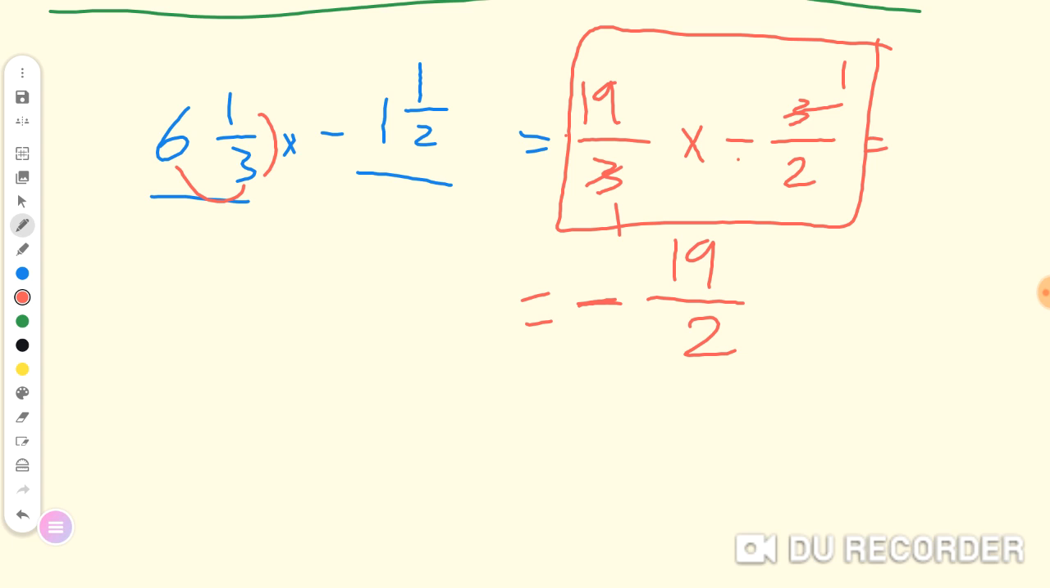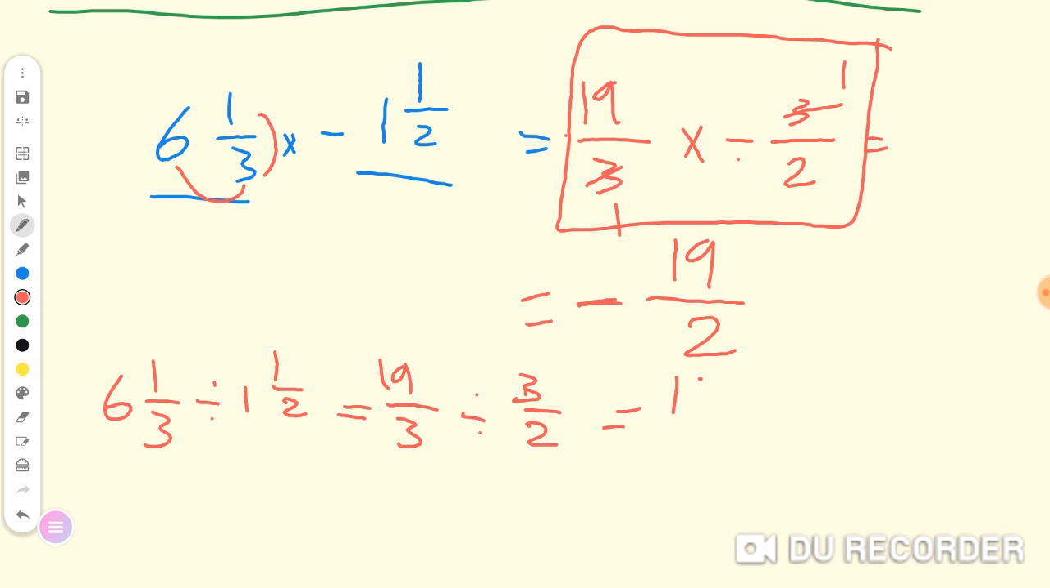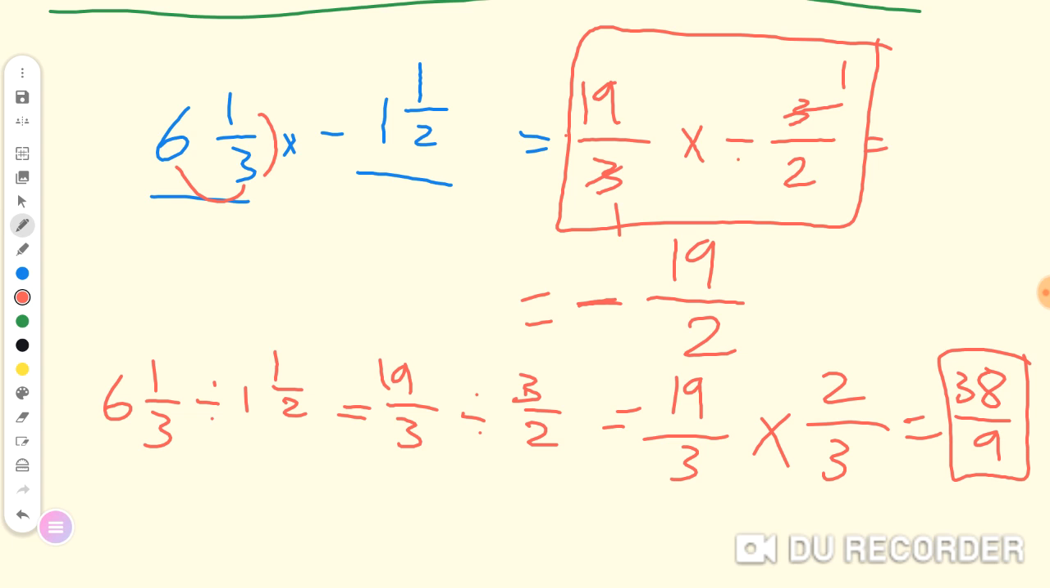Also in division, it will be like this. If I have the same example in division, 6 and 1 over 3 divided by 1 and 1 over 2, I have to convert it first, so it's 19 over 3 divided by 3 over 2. Then change the sign to multiplication and flip the second number, so 2 over 3. Yes, it will be 2 times 19, which is 38, and 3 times 3 is 9, so it will be 38 over 9. So this is how to multiply and divide fractions.